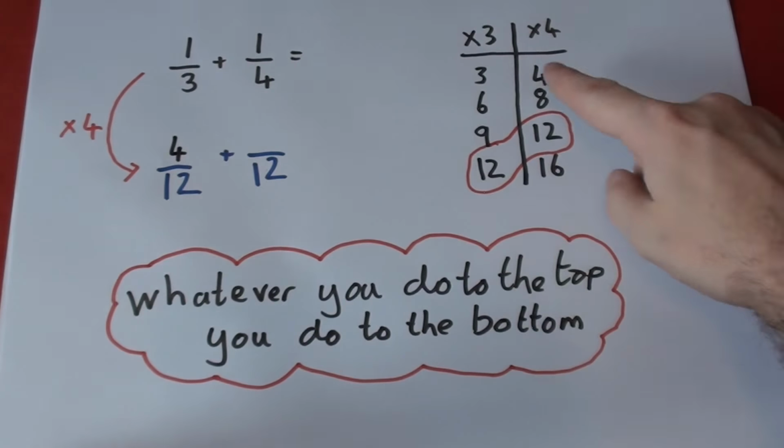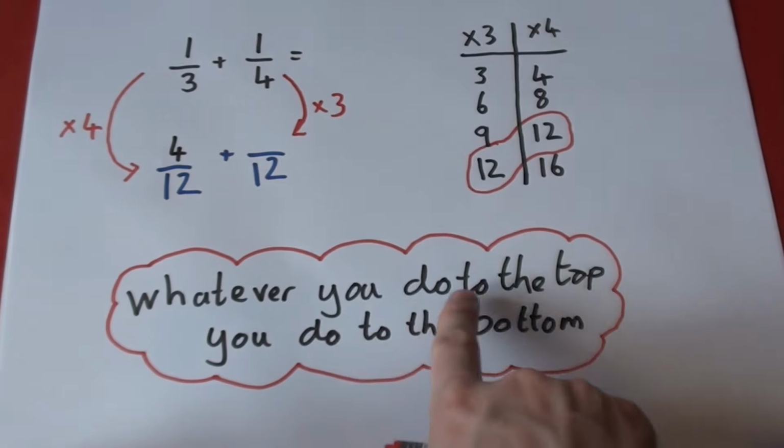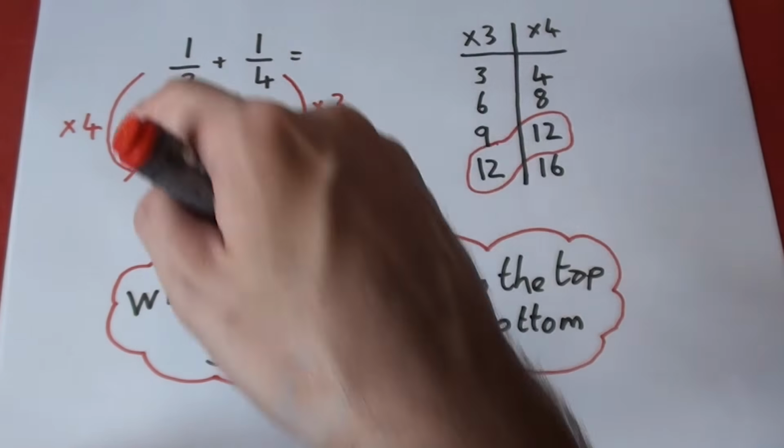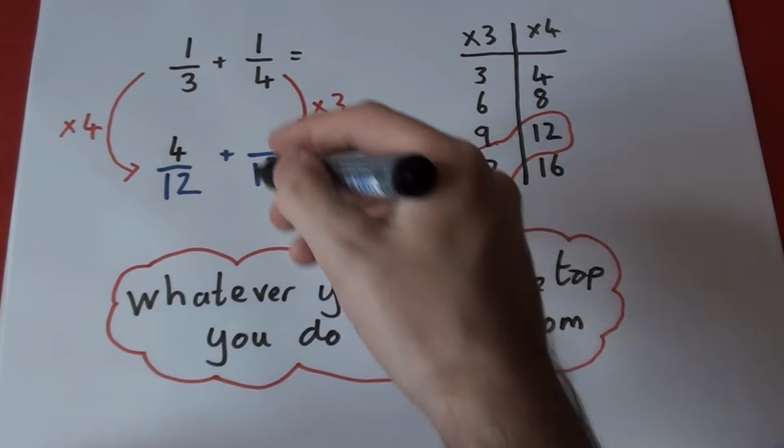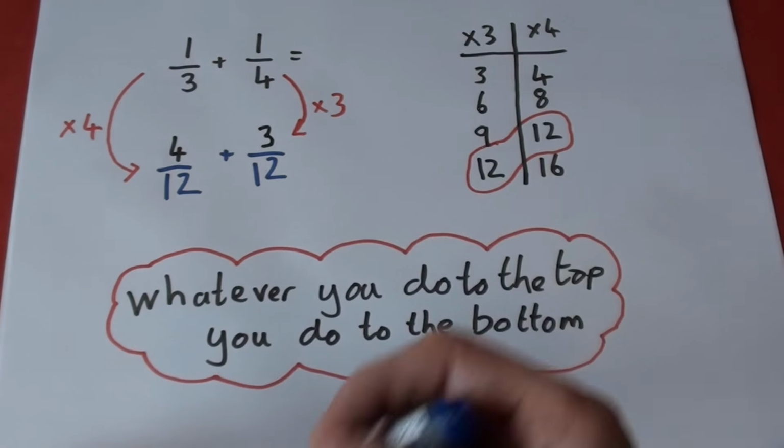I do the same to the 4 times table and find it's 3 times bigger. So whatever I do to the bottom has to be done to the top. 1 times 3 is 3. My denominators are the same. I can add them up as if it was a common denominator. So 4/12 plus 3/12, 7/12.